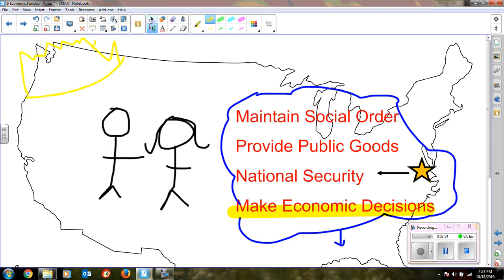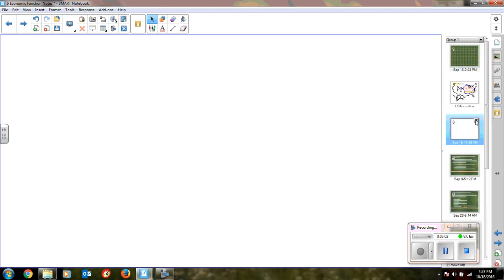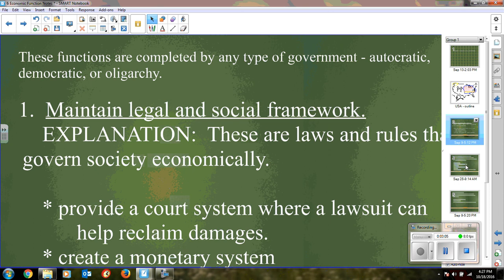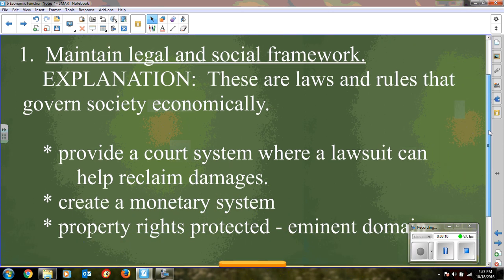Okay? So with that being said, every government, no matter what type of government we're talking about, autocracies, absolute monarchs, constitutional monarchies, democracies, any type of government, dictatorships, totalitarian, oligarchy, you get the idea. They all have the same 6 functions. They have to do these things, okay? So we're going to go through them, and we're going to have you take a few notes on them, okay? I don't know why we have an extra page there. So the first one is maintain legal and social framework.